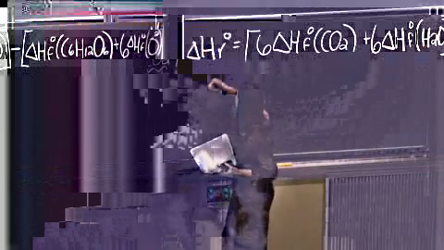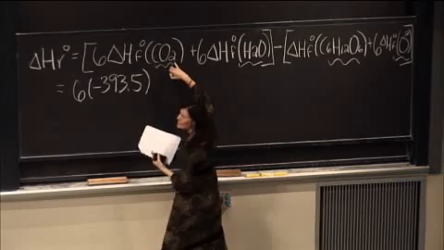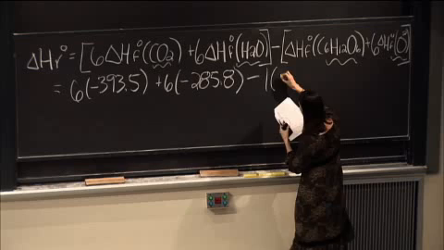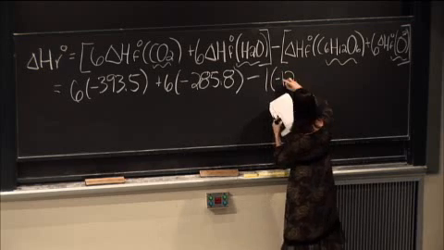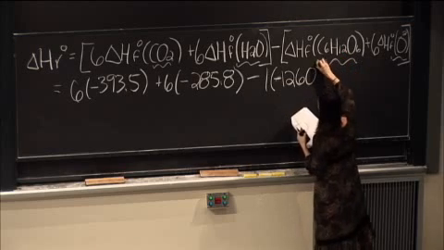And at this point, what we would do is look up what all of the delta H formation values are for CO2, H2O, sugar, and oxygen. So what we would find is that we end up having 6 times negative 393.5. That's what we had just looked up and told you for CO2, plus 6 times negative 285.8 for the water, minus 1 times 1260. So it's negative 1260 for our sugar here.